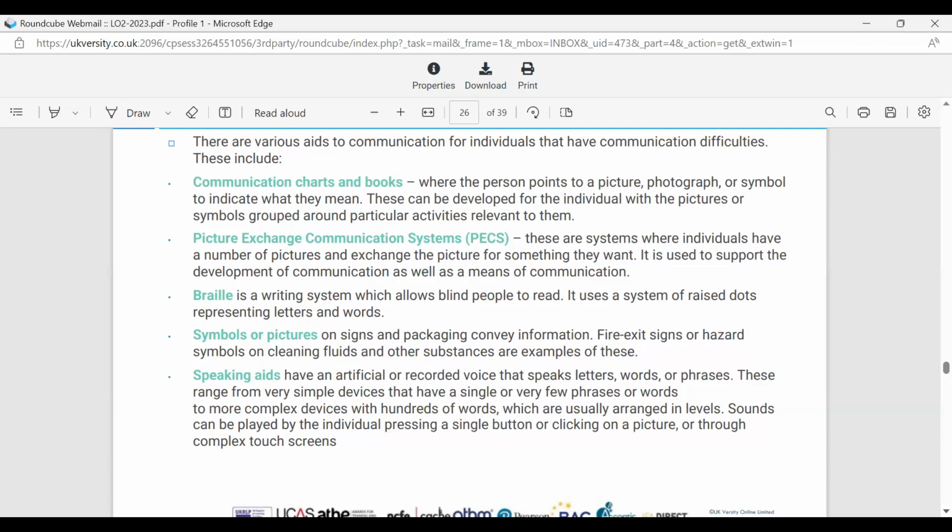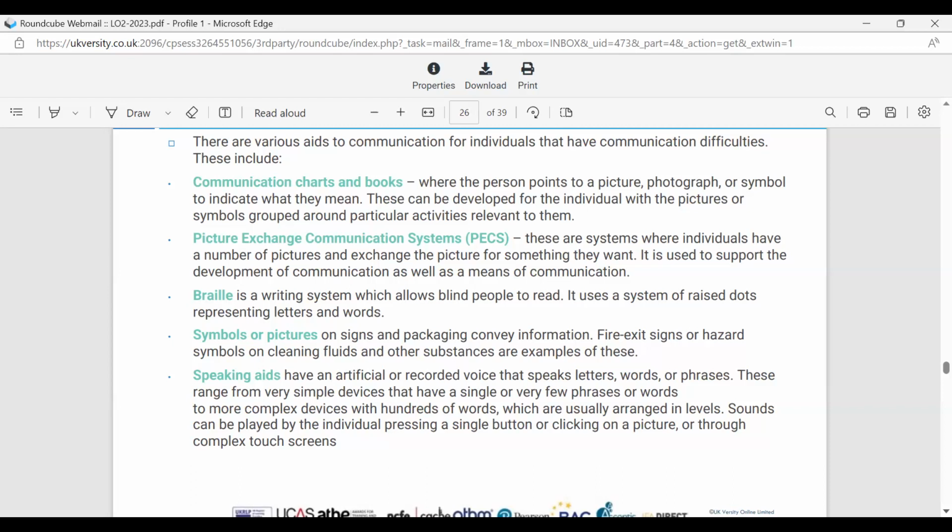Braille. Braille is a writing system which allows blind people to read. It uses a system of raised dots representing letters and words. Braille is available throughout the healthcare profession. Then there are signs and symbols, where symbols or pictures on signs or packaging convey information. For example, fire exit signs, hazard symbols on cleaning fluids, and other symbols are examples.